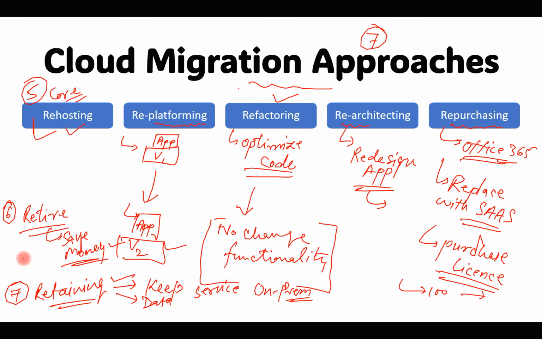So these are the seven primary migration approaches that can help you with a successful cloud migration. I hope you find this video helpful.